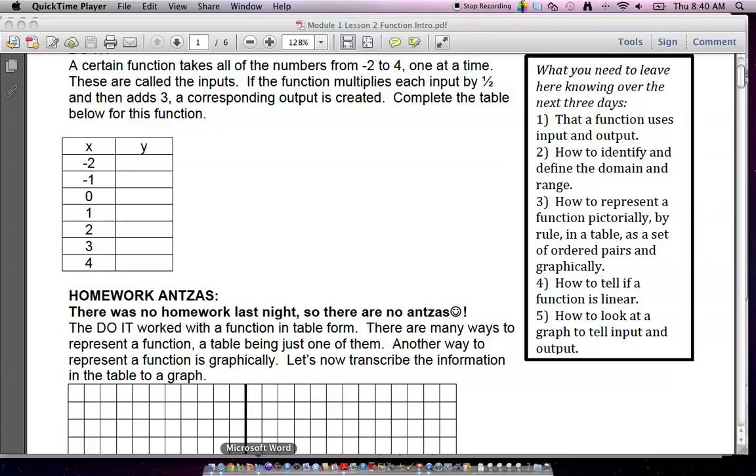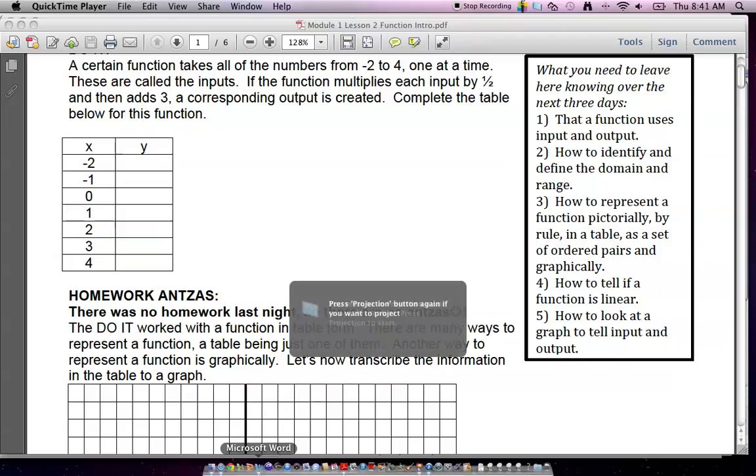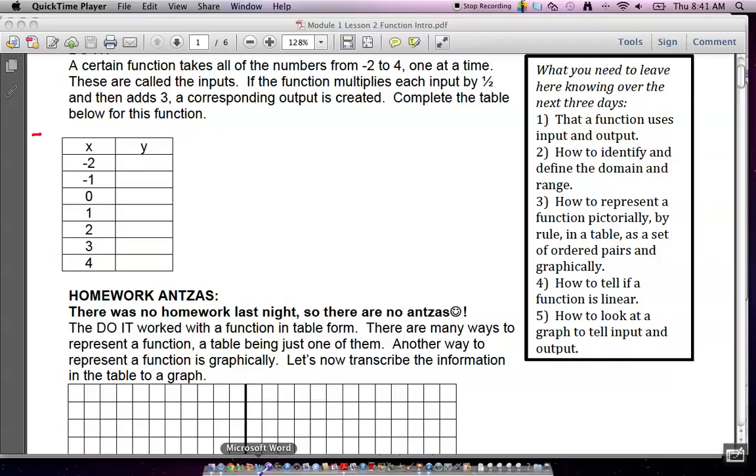So sad. If the function in question multiplies each input by 1/2 and then adds 3, a corresponding output is created. Complete the table below for this function. Okay, so, projection mode. Good, okay. So if I take a -2 and I take half of -2, what's half of -2? -1. Then I add, what does it say, add 3? Add 3, what do I get? What is it? 2. Sweet.